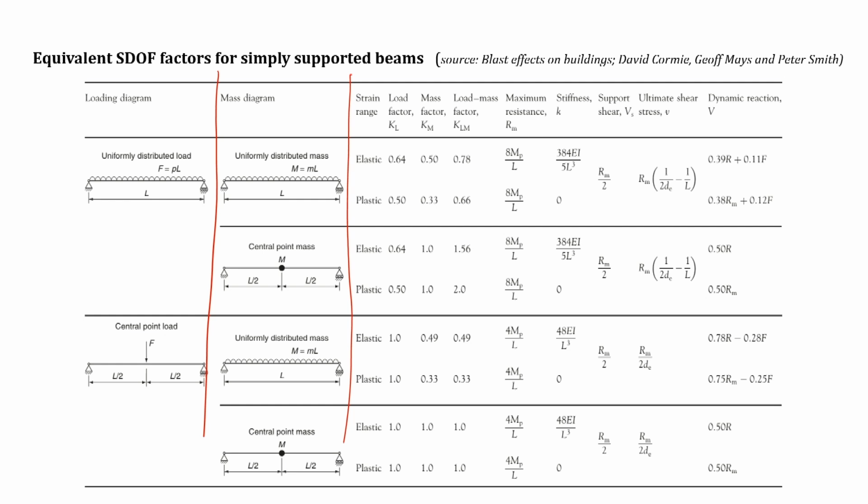Choosing different types of configurations, for an elastic case we can calculate our load factors, our mass factors and our load mass factors. In earlier slides we saw the derivation of these quantities. Now all these quantities have been given as a ready reference chart. These ready reference charts can be used to calculate the different quantities.